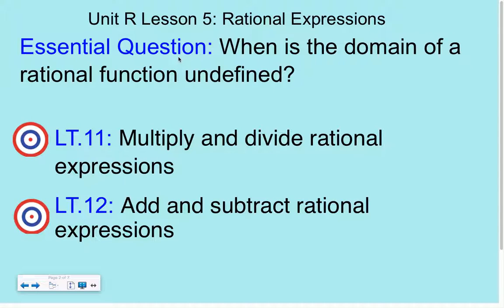Rational expressions. We get to do a lot with what we did earlier, and factoring is going to have a big impact on what we do today. So the two things you're going to be tested on from this lesson: number one, multiply and divide rational expressions. And the second one, usually significantly more difficult, is adding and subtracting rational expressions.